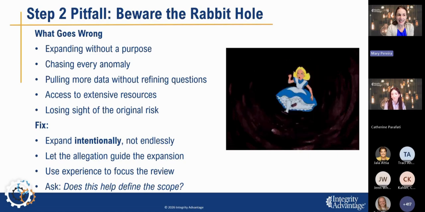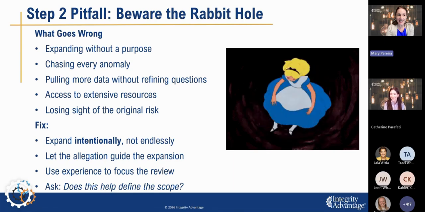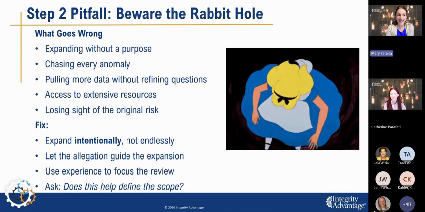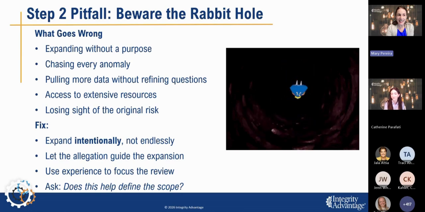But the thing that I try to focus on, or at least tell my team to focus on, is that expanded analysis is necessary, right? We need to get to that field of wildflowers. We need to see what's going on. But this is also where people can get lost. The rabbit hole happens when the expansion stops becoming intentional and starts being reactive.